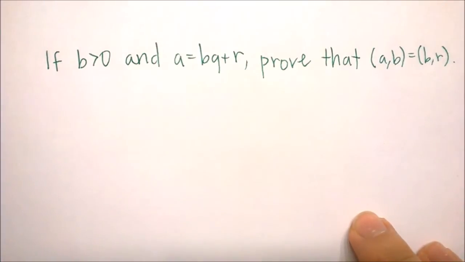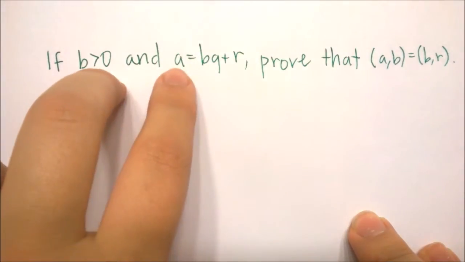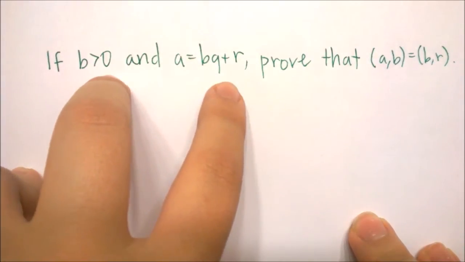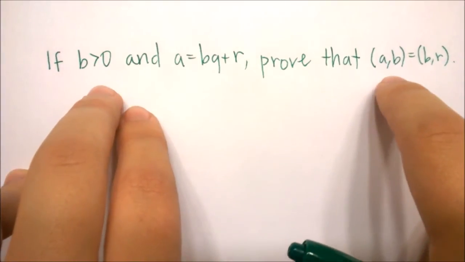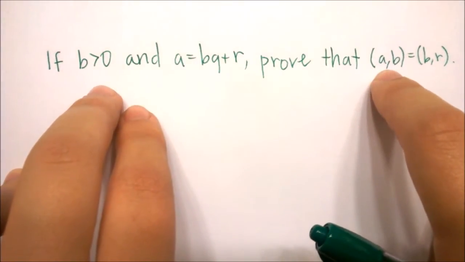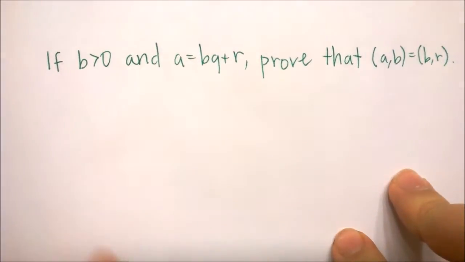Okay, so in this problem, we want to show that if b is greater than 0 and a equals b times q plus r, then the GCD of a, b is equal to the GCD of b, r. So here we're going to deal with divisibility and greatest common divisors.